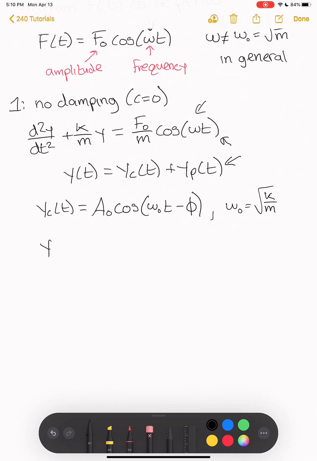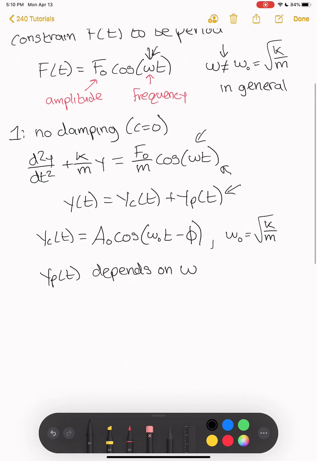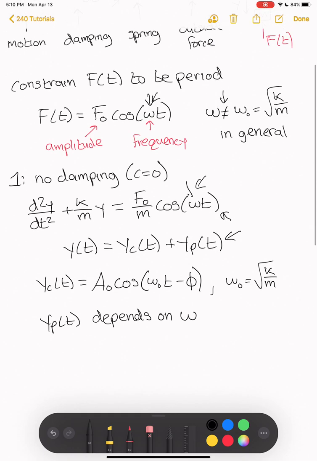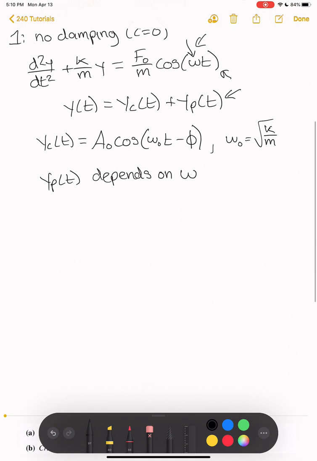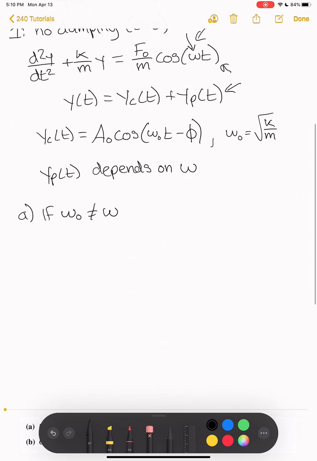And then our particular solution actually depends on omega. So it's going to depend on what this input omega is on the right-hand side. So there's going to be two cases that we're going to look at. What happens if omega naught is not equal to the omega that we stuck in on the right? If they're oscillating at different frequencies, what's going to happen here?